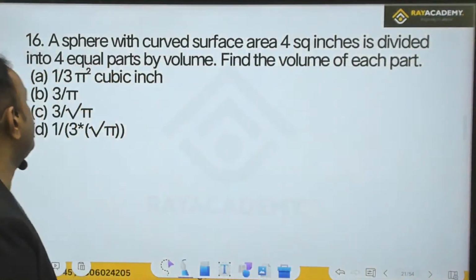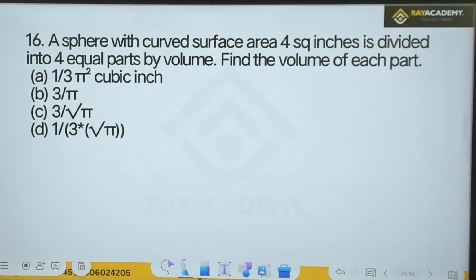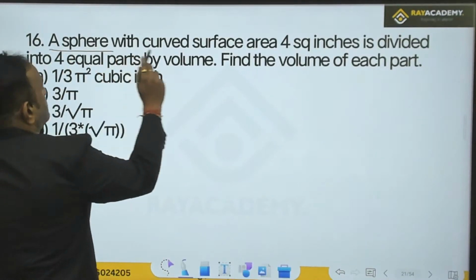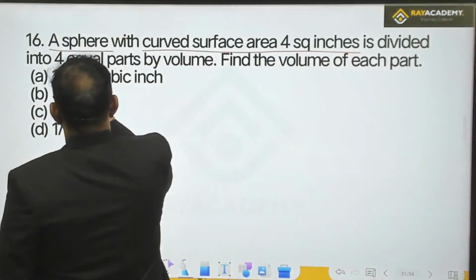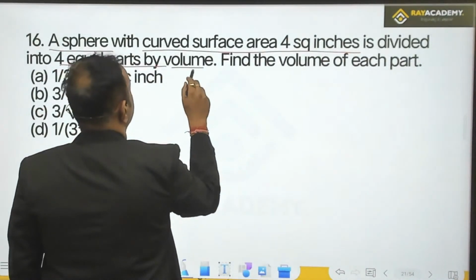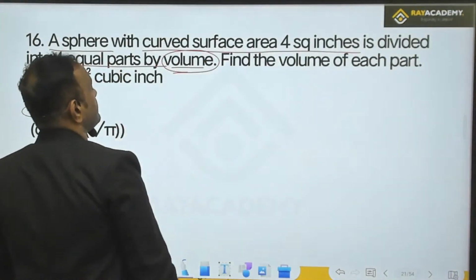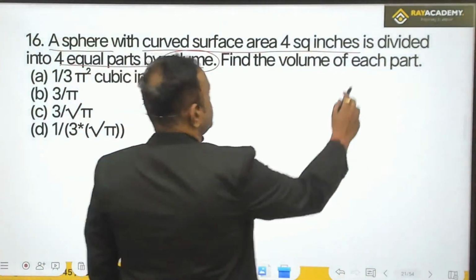Next question. A sphere with total surface area 4 square inches is divided into 4 equal parts by volume. By volume, this is important. Find the volume of each part.